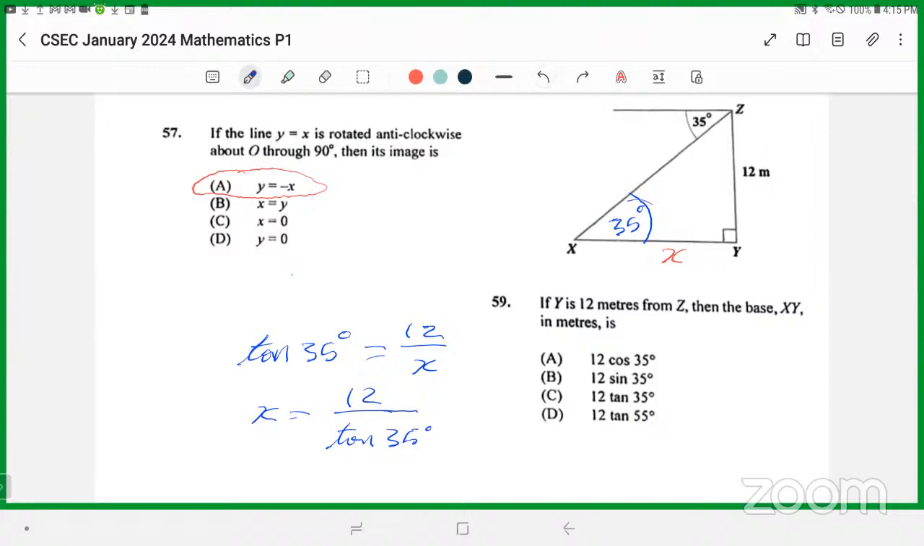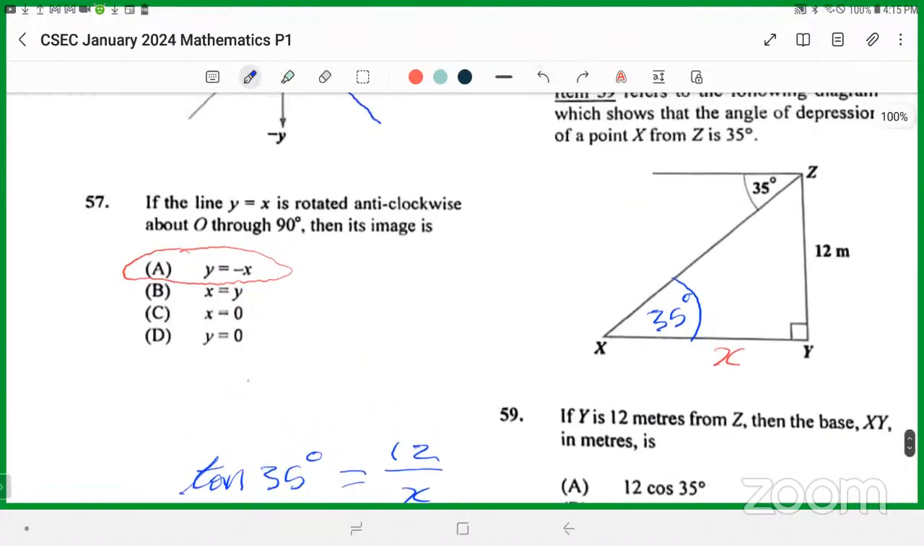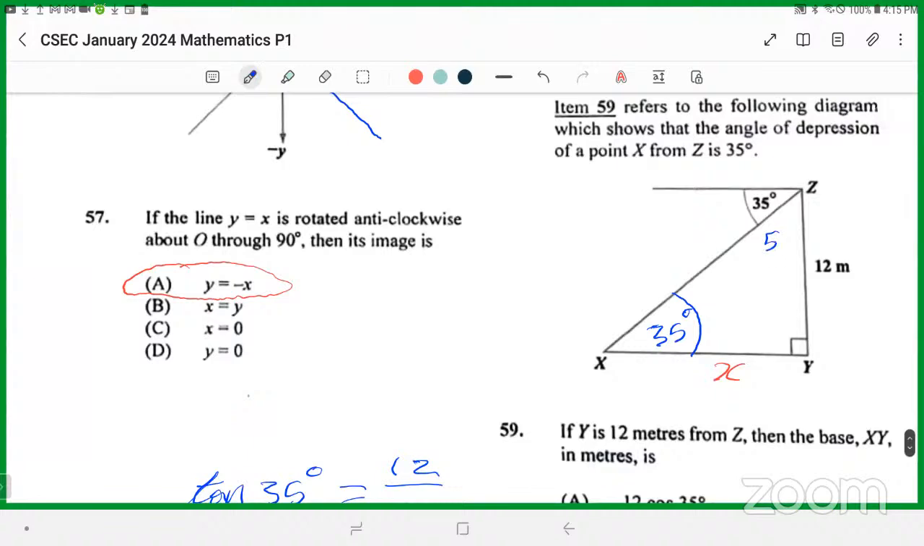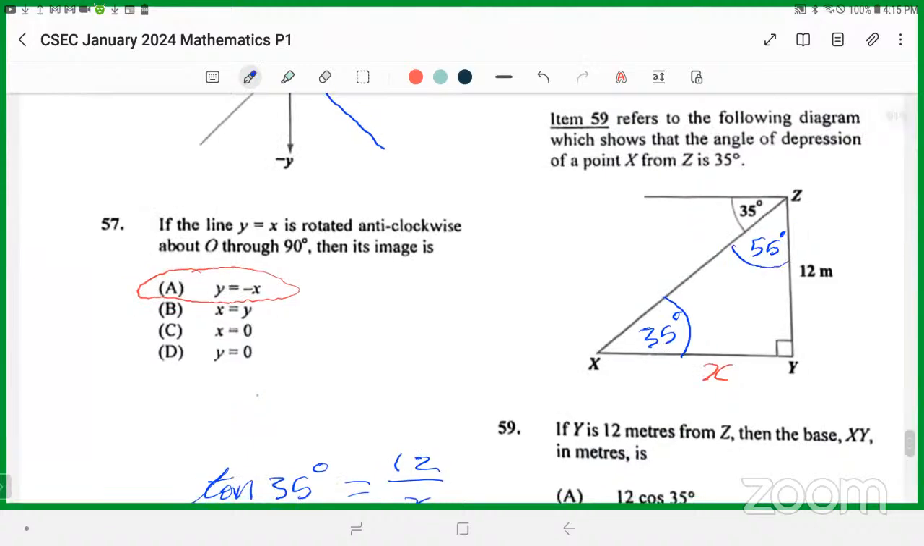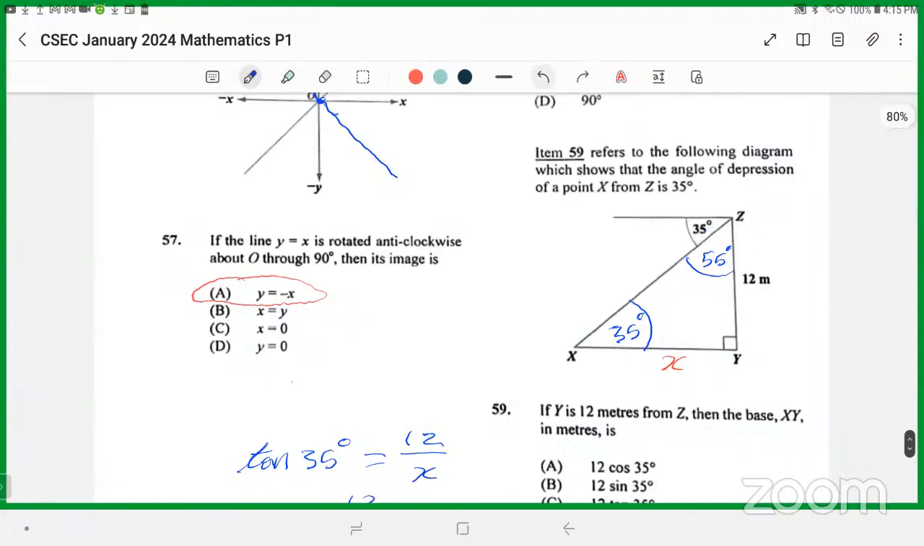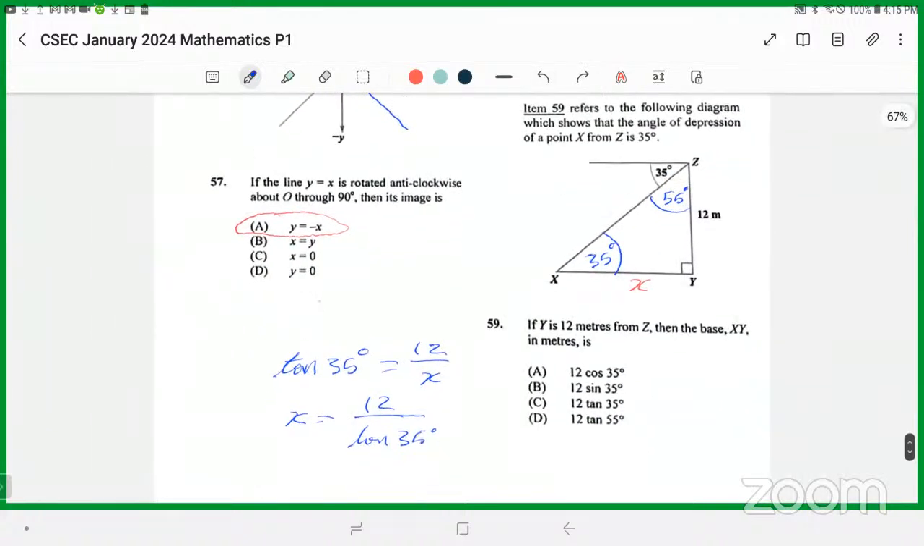So if this is 35 and this is 90, these two must add up to 90. So this angle up here is 55 degrees. And so we're working from this angle now. So the calculation in here, if we're doing it this way, we're going to work with the 55 now. So this becomes the opposite to the 55, and this is now the adjacent.